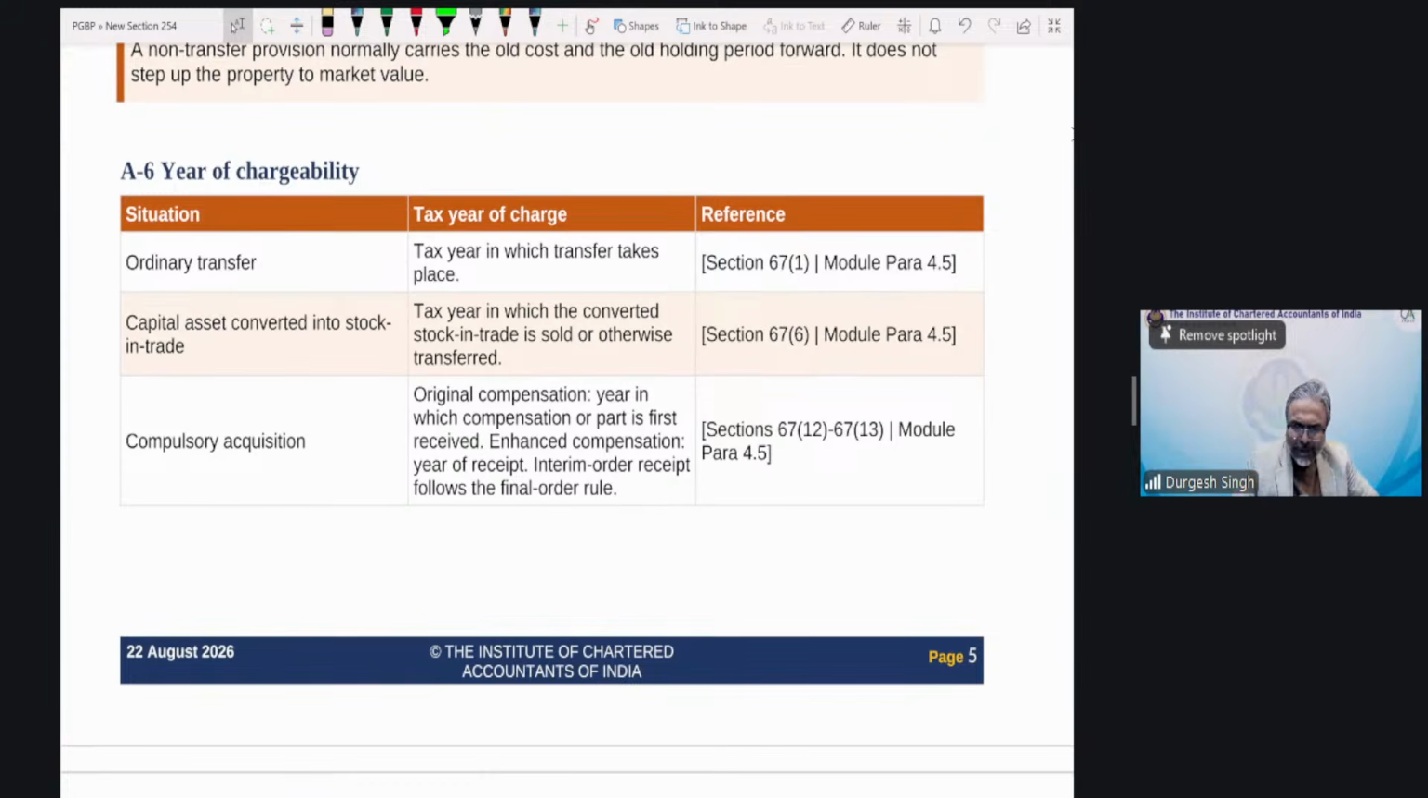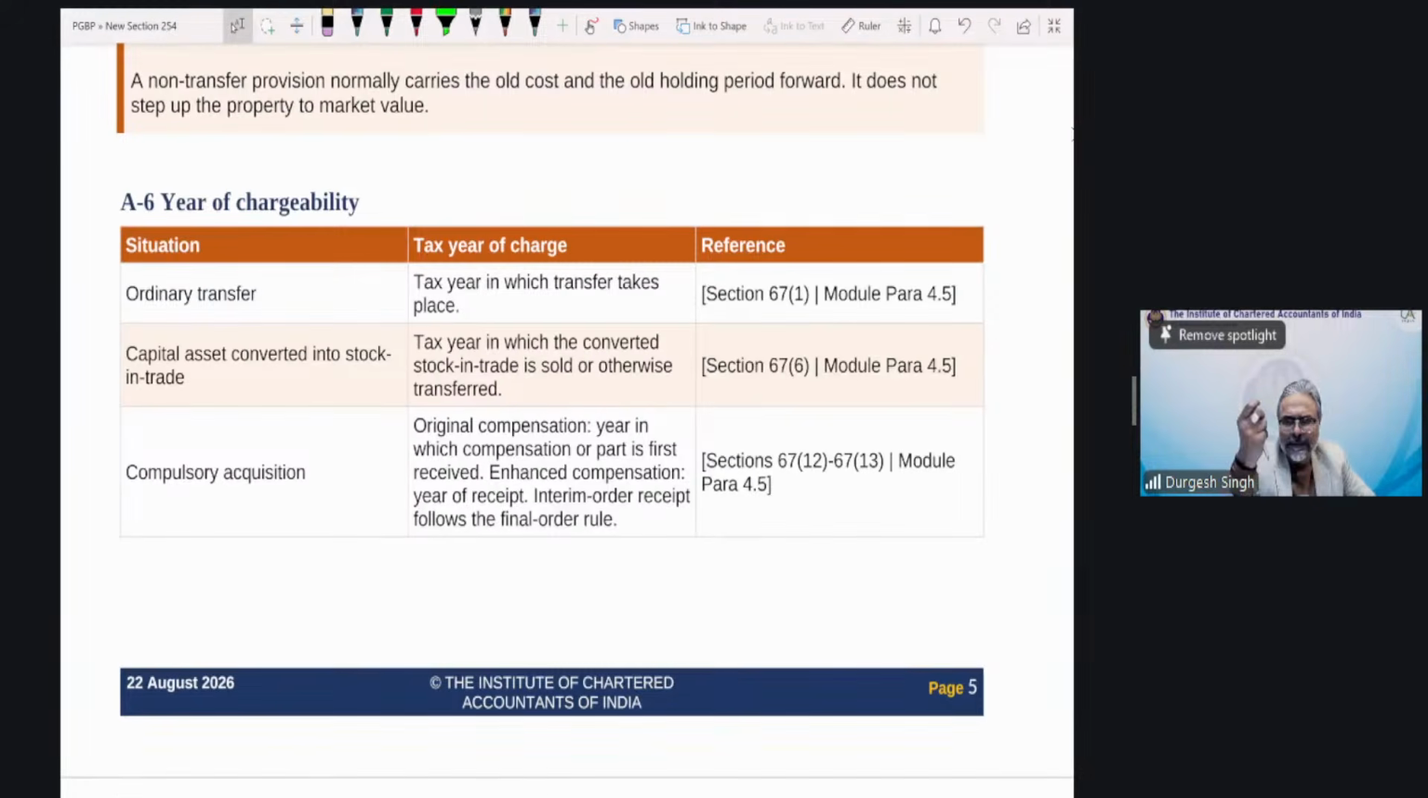Why, students, are we giving this? Because sometimes the question comes from a real estate point of view, and the same concepts that we have learned, like year of charge and what is a transfer, they target from the real estate point of view. So I have kept the same provision over here again, but we will revise it now from the real estate perspective.